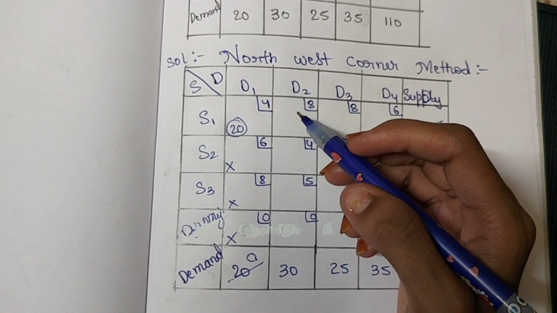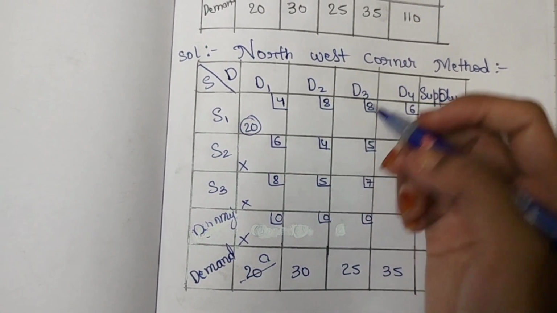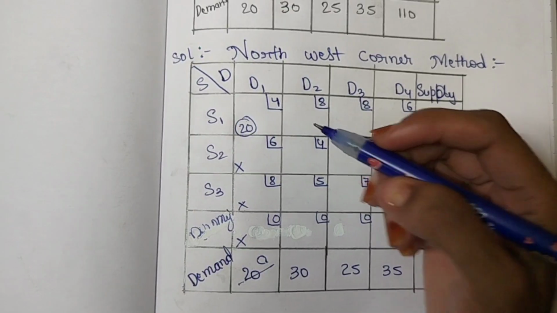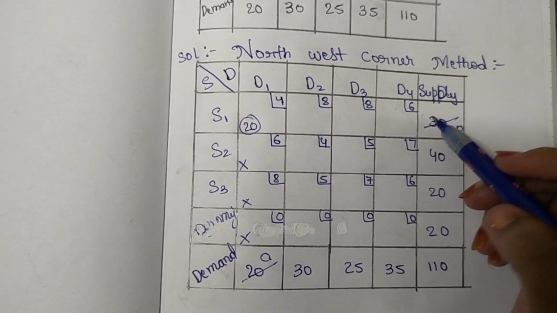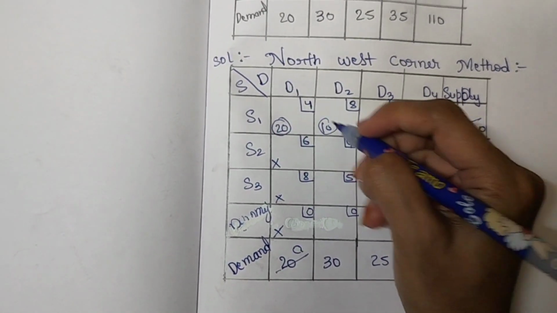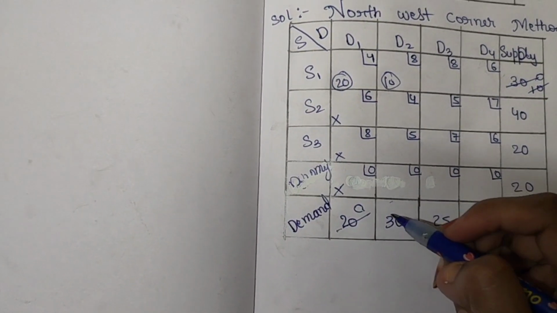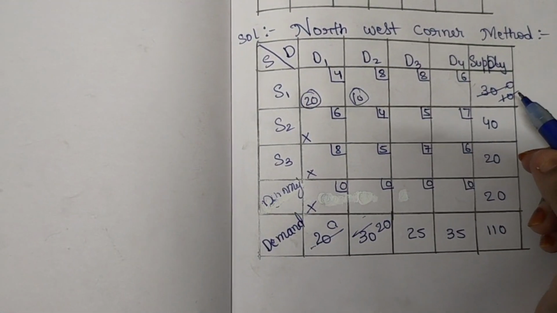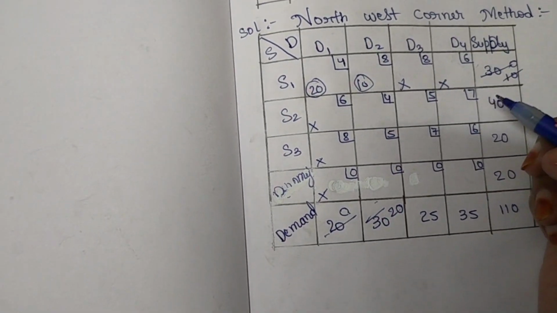Next northwest corner cell is this one, that is S1 D2. So we will allocate for this. We have demand 30 and supply 10, which is minimum, we will take that is 10. And this becomes 0. This becomes 20. Supply became 0 here. We will cross out this row.